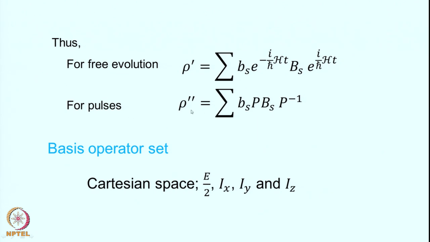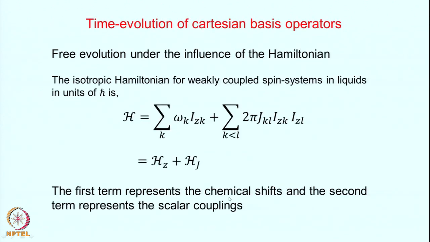For the pulses we call it rho double dash. Then this is b_s, P b_s P minus 1. This is a constant, therefore this can be taken out, and we have this pulse here, P b_s and P minus 1. The basis operator set for single spin, we have this expression, and all the multiple spins are also constructed from these individual angular momentum operators as I mentioned before. Now let us go further and try to calculate the evolution under the Hamiltonian and evolution under the pulses. What happens when you apply the pulses? What happens when the density operator evolves under the Hamiltonians? Now let's write the Hamiltonian once more here.